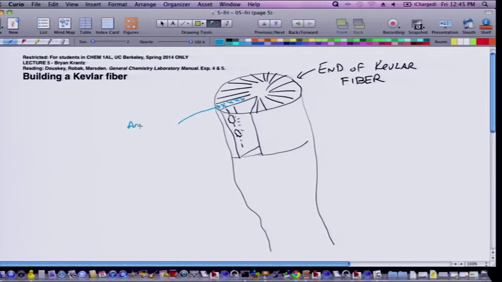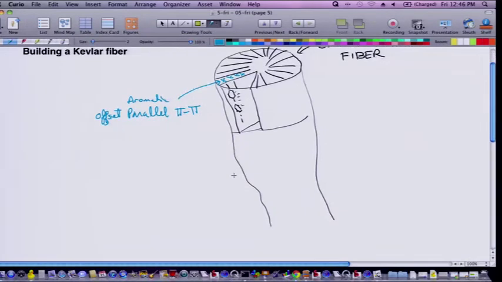So you'll have aromatic pi-pi, we'll say offset, parallel pi-pi for each of those, between those wedges of pi. And then the sheet itself is built out of hydrogen bonds. So the sheets are stacking in this way.